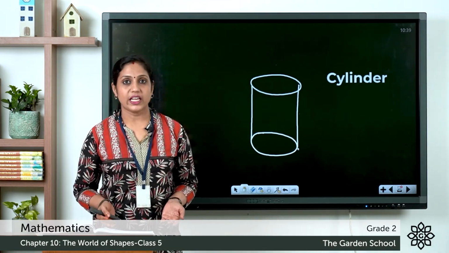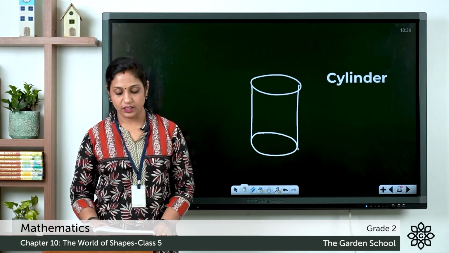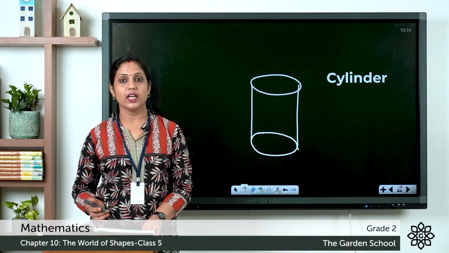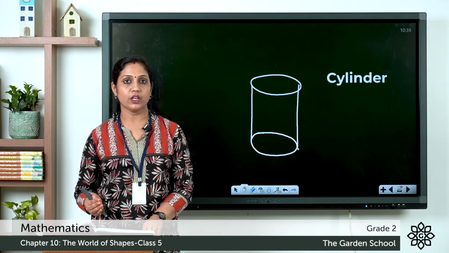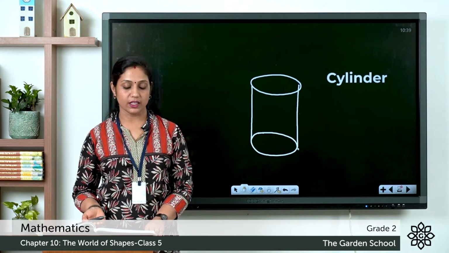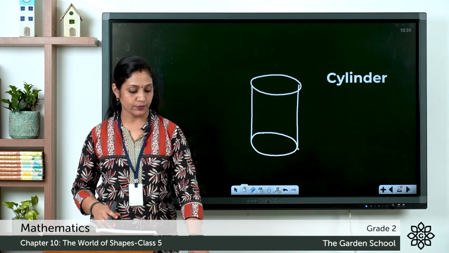Now let's move on to our next question. Question 6. Count and color the given picture. So in the textbook you can see a picture is given. It's made of different shapes. So find out the number of circles, the number of rectangles, number of triangles and number of ovals and write down there in the space provided.